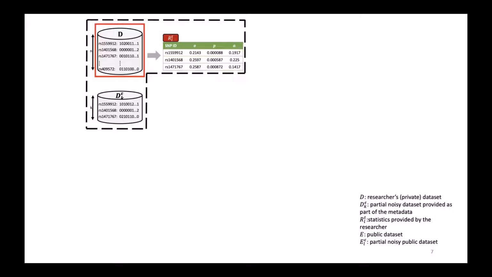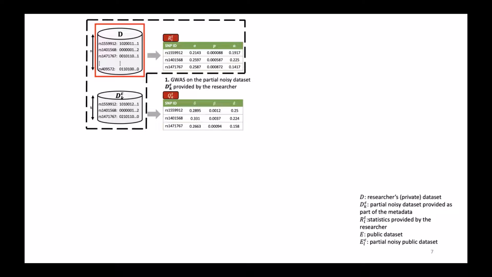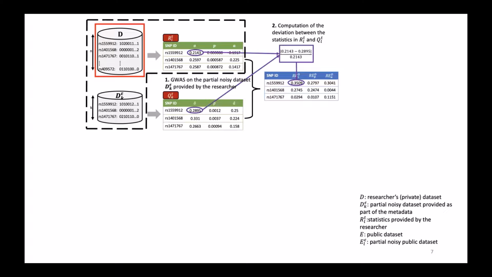Let D represent the dataset owned by the researcher. As discussed, the researcher provides to the verifier the statistics of the most associated SNPs, together with the SNP IDs and its associated metadata. Note that sharing the IDs and statistics of the most associated SNPs is required and allowed by many institutions, for example, NIH. First, the verifier performs GWAS on the partial noisy dataset. Then, the verifier computes the distance of the computed statistics in the partial noisy dataset from the statistics provided by the researcher using the relative error metric.